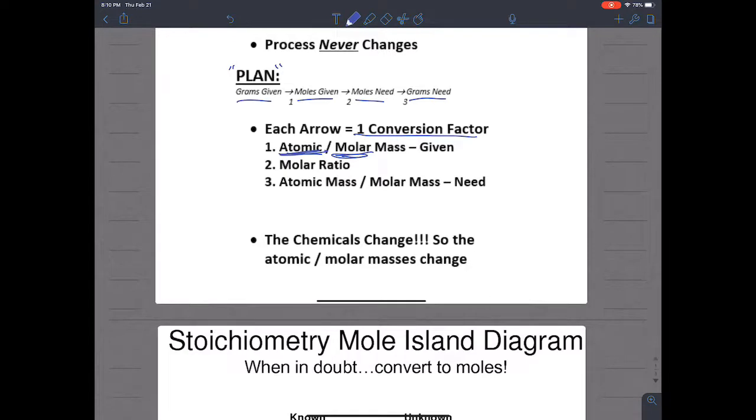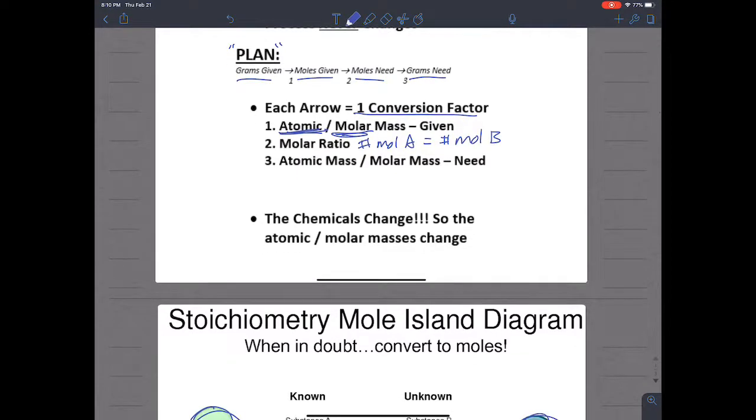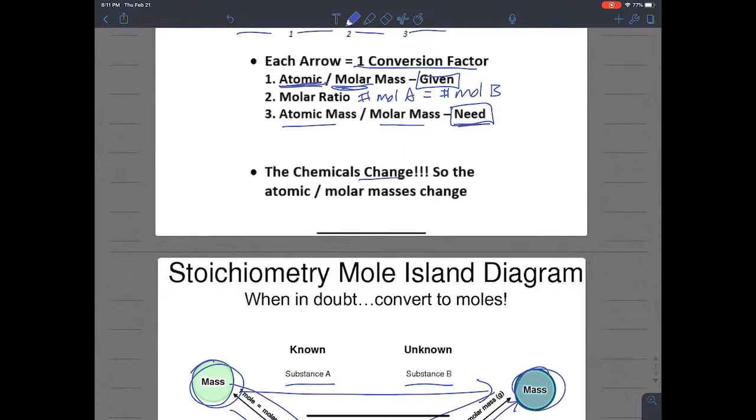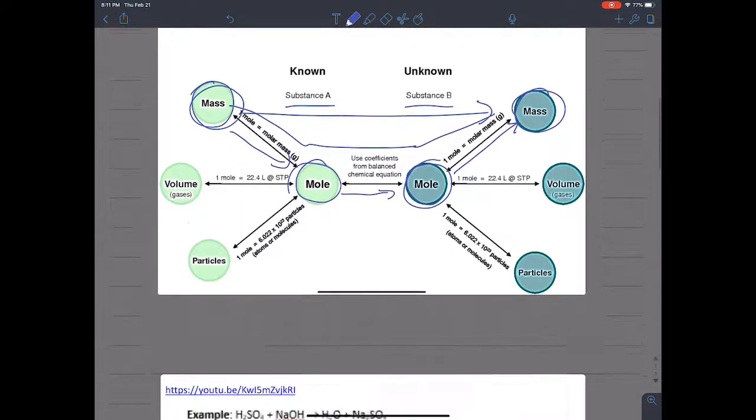You're given that. You have to get the ratio, so the number of moles of A to the number of moles of B, whatever that ratio may be. And then we get to our atomic or molar mass of B, which is what we need. So this is what we're given, this is what we use, and this is what we need. Okay, and this is always going to be changing for different elements and formulas, et cetera.